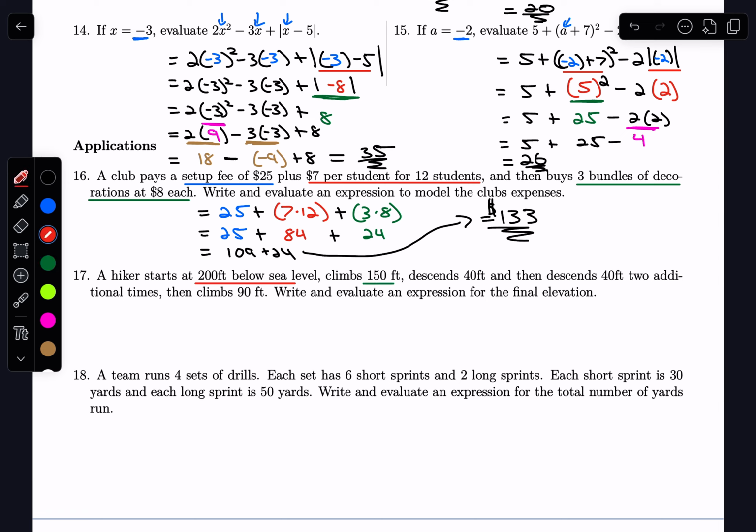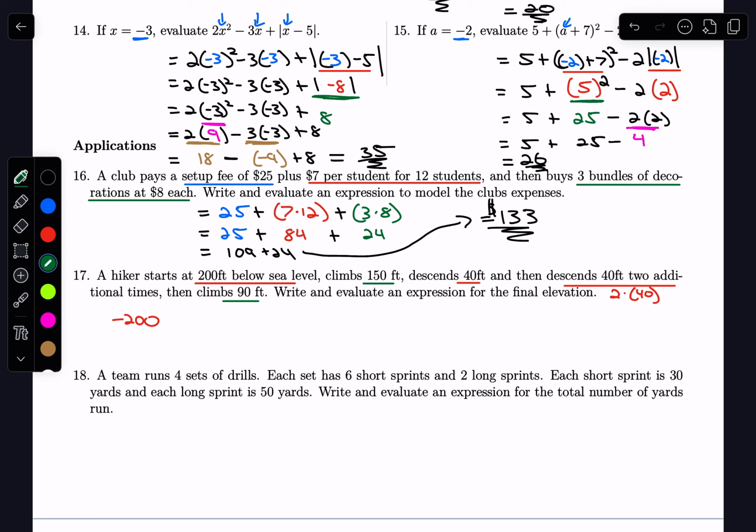Then we descend, meaning go down 40 feet. Then we descend 40 feet 2 more times. Okay, so that's going to be 2 times 40. And then we climb, meaning go back up 90 feet. So we got to put together all these different elevation changes. So our initial starting position is negative 200 feet because we're 200 feet below sea level.